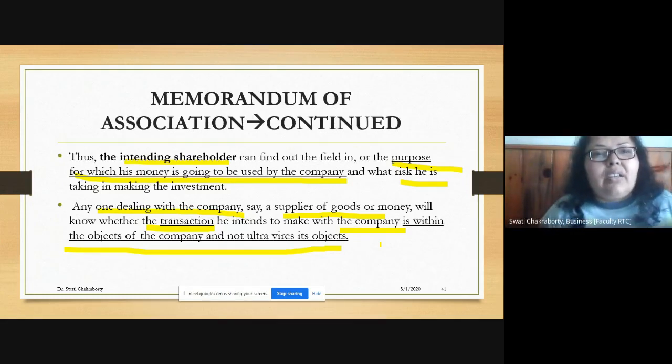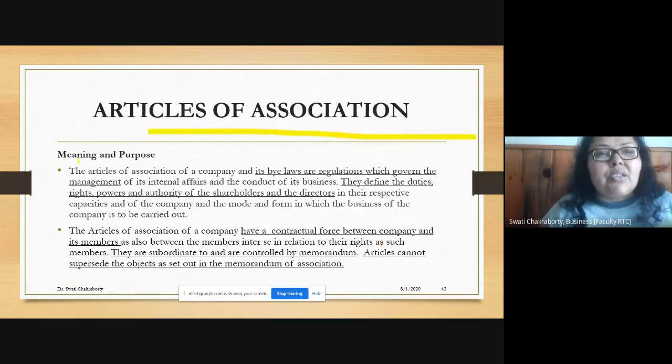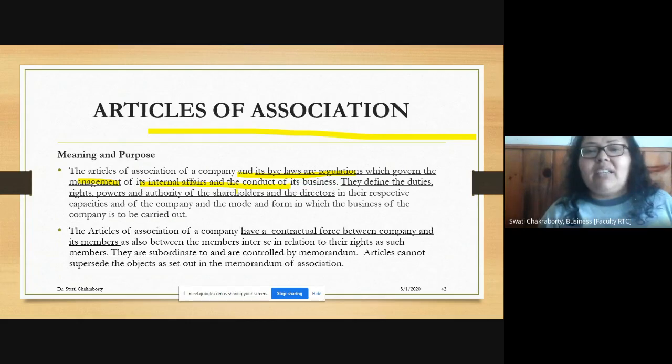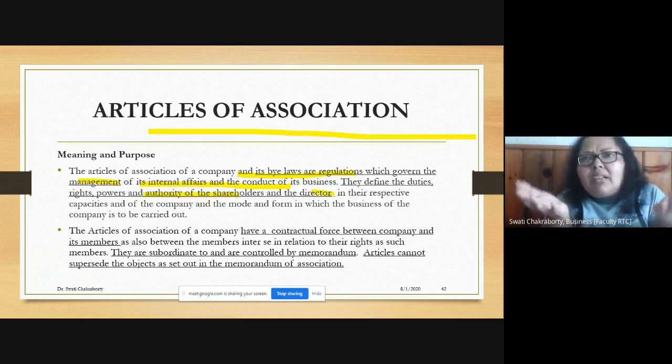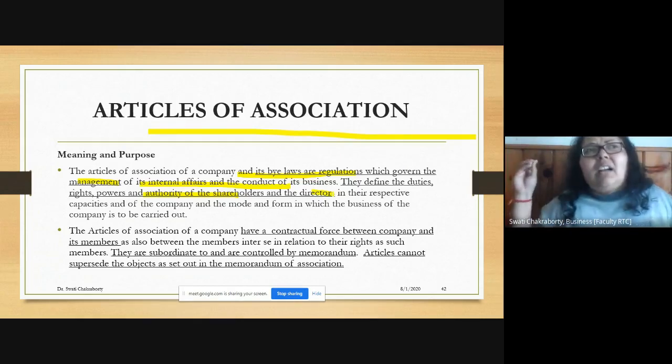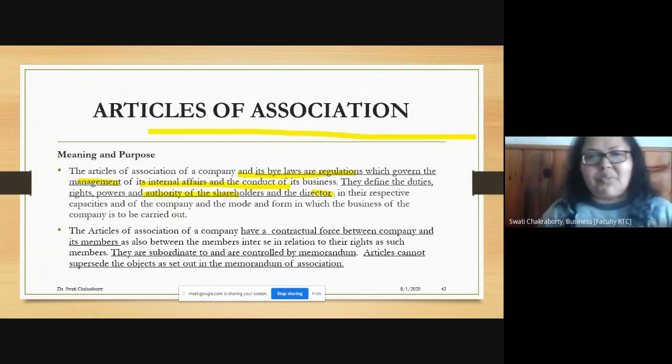Next comes articles of association. These are the bylaws or the regulations which govern the management, how to operate their business. They talk about the duties, rights, powers, and authority of shareholders and directors, and how they would run the company. All those powers, roles, functions, and responsibilities of directors, management, and shareholders come from the articles of association, which we are going to talk about in the subsequent chapters.